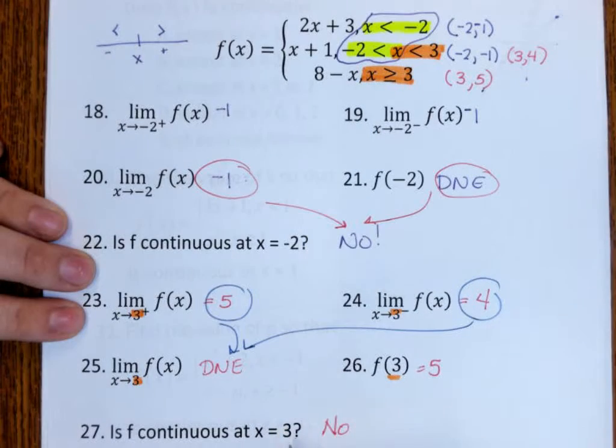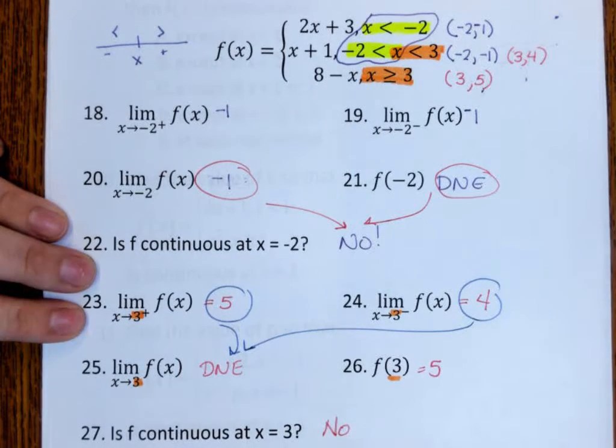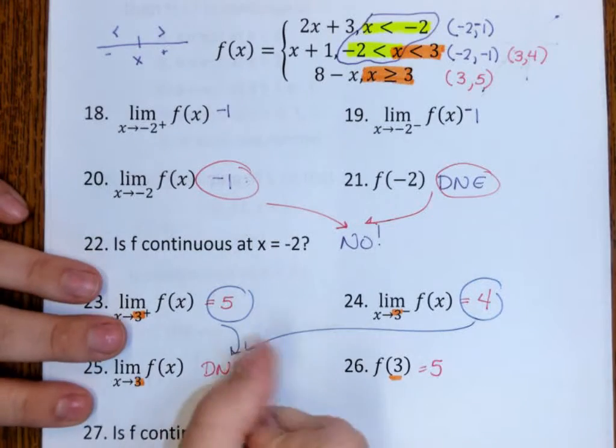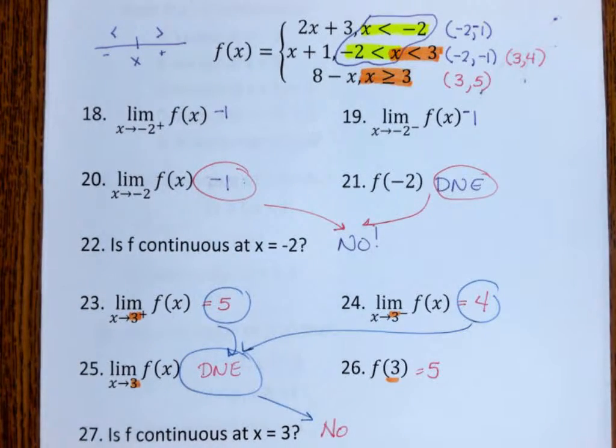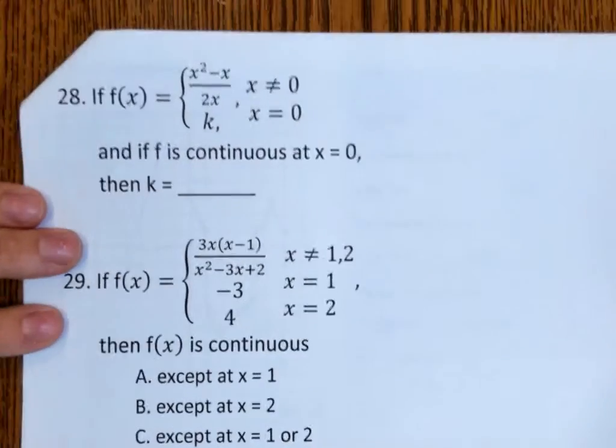Okay? And then again, it is not continuous, mainly because the limit does not exist. As soon as you get a does not exist, you're going to have discontinuity. Okay? All right, these are just different ways of looking at the same problem.